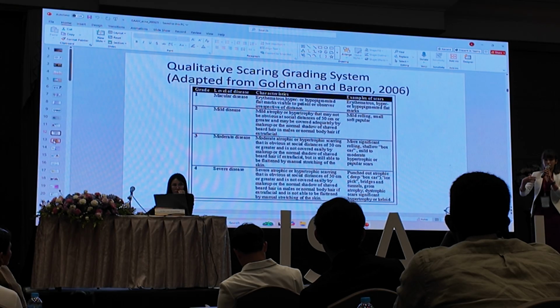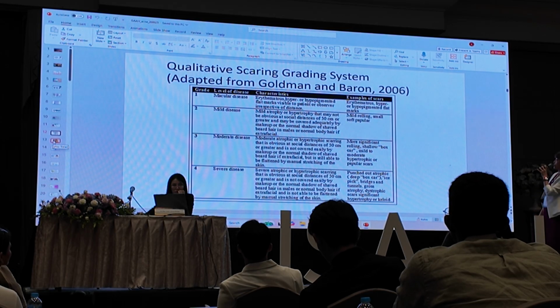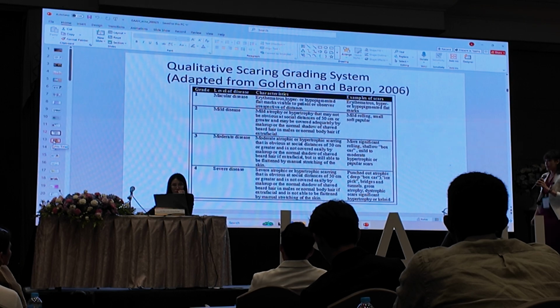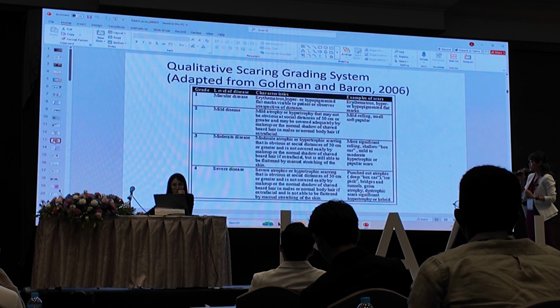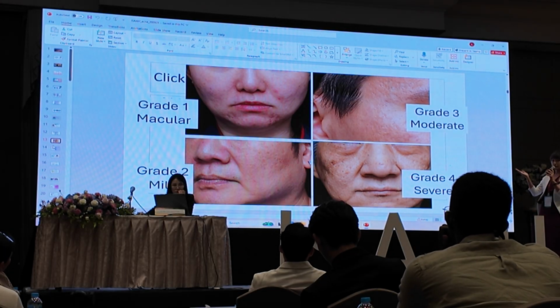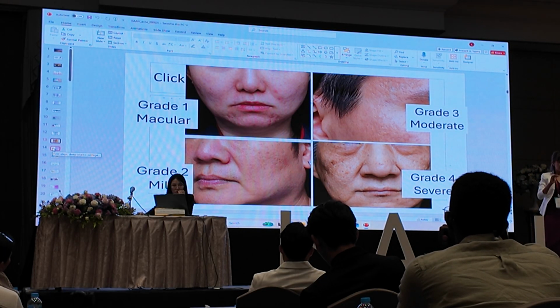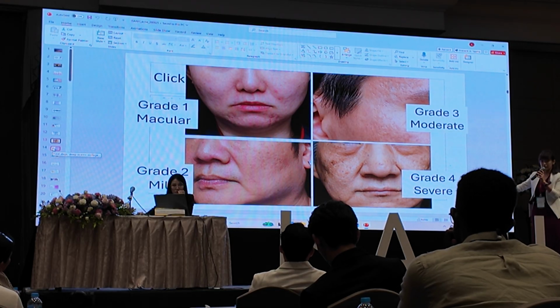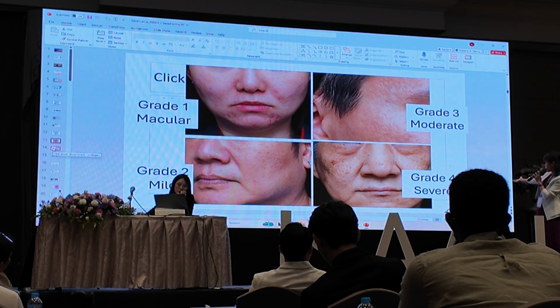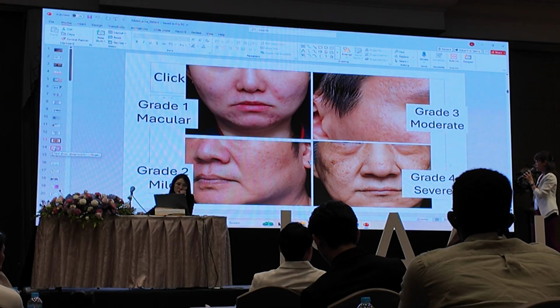The outcome is measured by the Goodman and Baron qualitative scar rating scale. Grade 1, as I explained, is macular disease, with no hypertrophic or atrophic scar. Grade 2 is mild disease, which is not noticeable at social distance, while grade 4 is severe disease that we can notice at social distance.